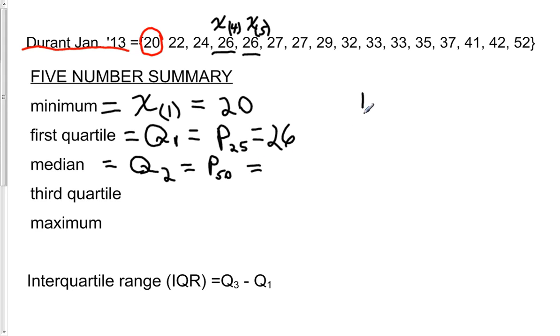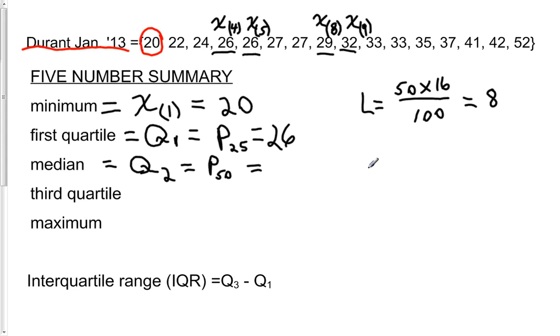We find L, the locator. We take 50, which is K, multiply it by 16, which is N, and divide that by 100. Once again, we get a whole number, 8. So the median is the average of the 8th and 9th order statistic. Here we have the 8th order statistic, x8, the 8th statistic in the list of ascending magnitude, and this is the 9th order statistic. We're going to average the 8th and the 9th order statistic, 29 and 32.